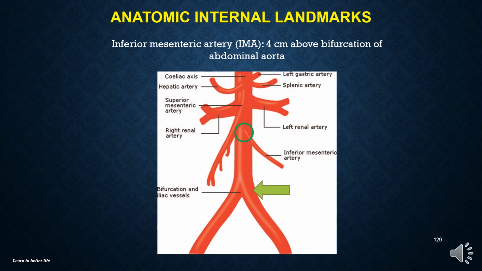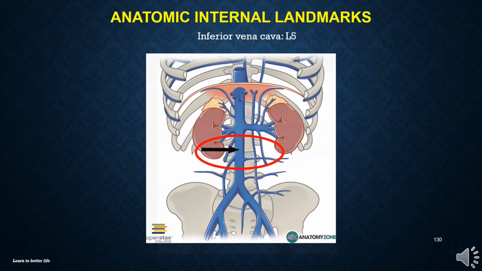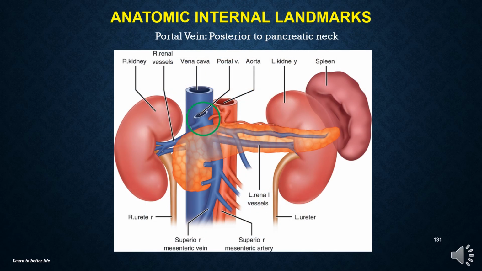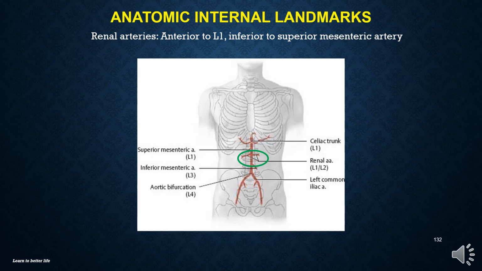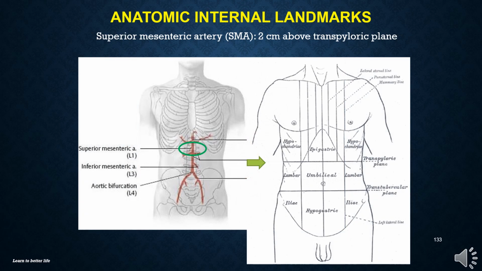The inferior mesenteric artery, IMA, is 4 cm above the bifurcation of the abdominal aorta. Inferior vena cava is around L5. Portal vein is posterior to the pancreatic neck. Renal arteries are anterior to L1, inferior to the superior mesenteric artery. Superior mesenteric artery, SMA, is about 2 cm above the transpyloric plane.